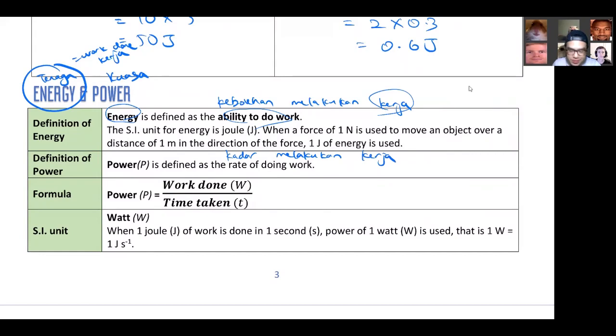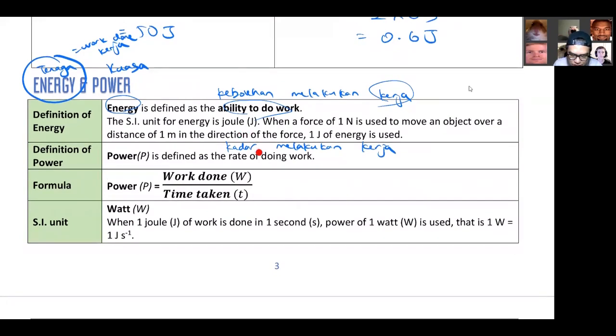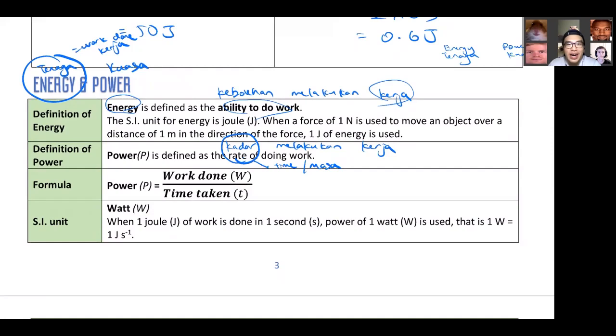So what's the difference? When you see kadar, when you see rate, rate means something to do with time, masa. I circle this: rate, kadar, means something to do with time. The key point here is time. So why should you care about time? Why is power so important? Let's imagine energy, tenaga, and power, kuasa.